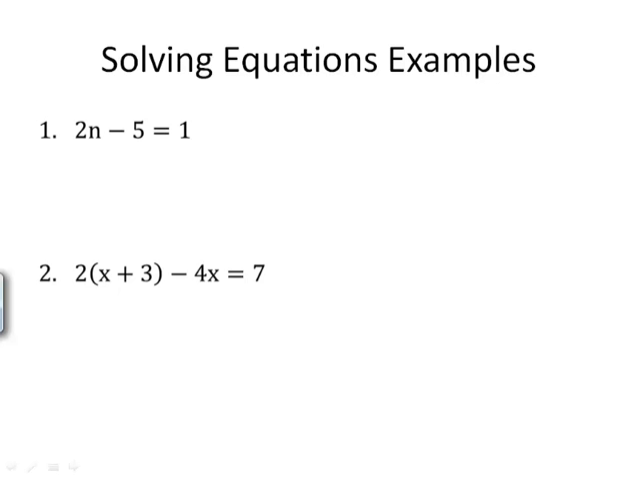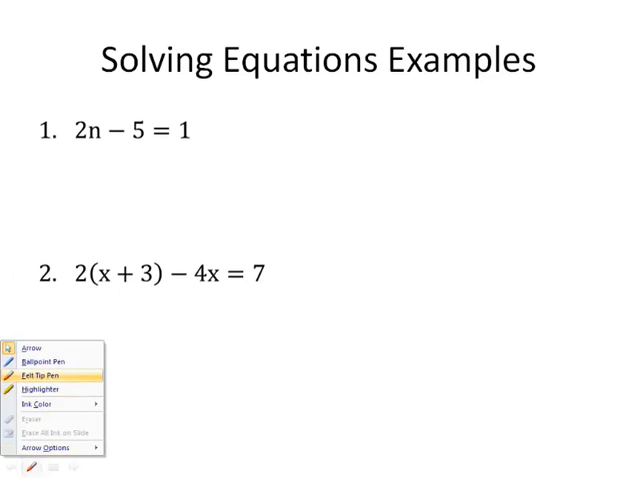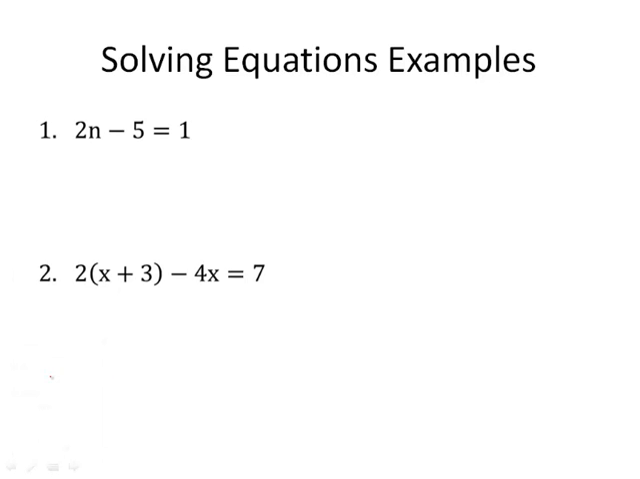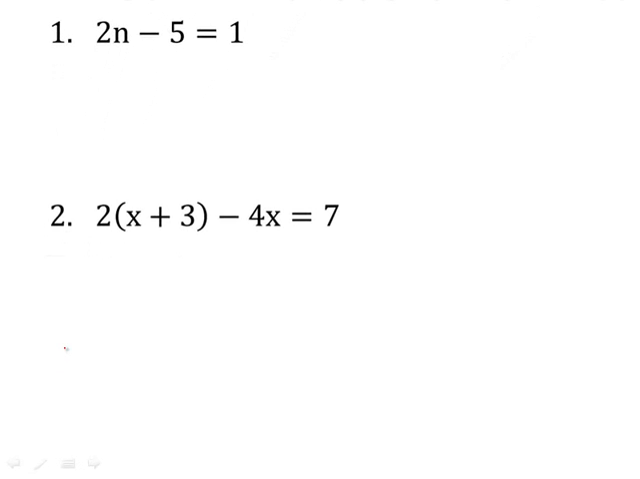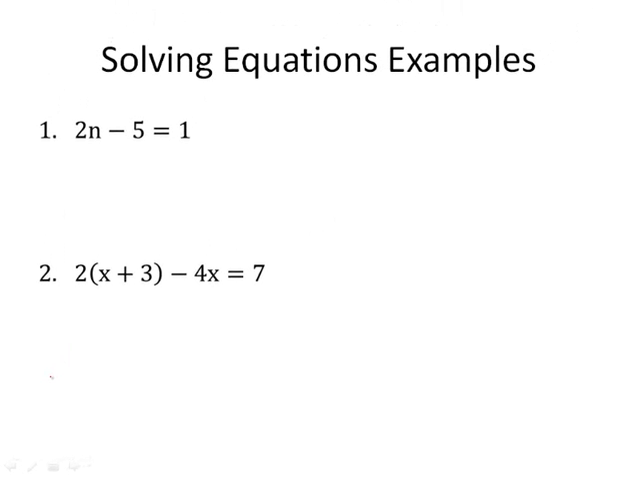Let's look at a few examples. Remember, when we are solving equations, we have the option to add or subtract a term to both sides, or multiply or divide both sides by a number. Our goal is to get the variable by itself on one side. So let's look at number 1. Feel free to pause the video, try it on your own, and then come back and check it out. You can do that to any of these examples.